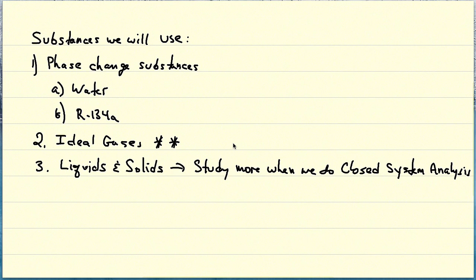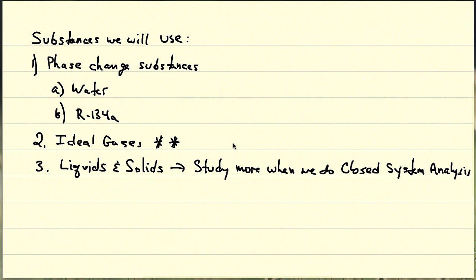Because these are phase change substances, these two substances have their own special tables. Water, for example, has tables A4, A5, A6, A7, and A8, and R134A has tables 11, 12, and 13. The reason they have their own special tables is because we need to be able to capture that information during the phase change process, and so we have to have as much information in that as we possibly can.